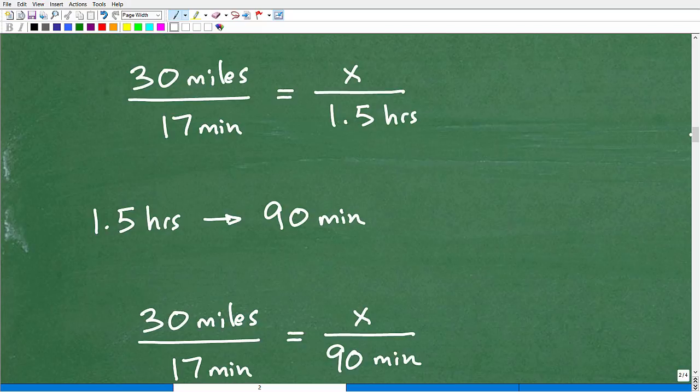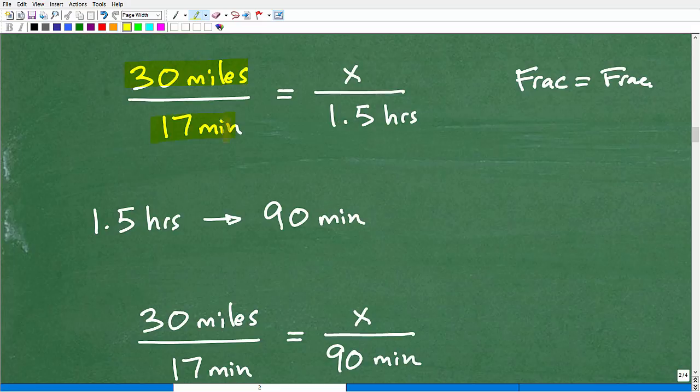So what do we know? Let's set up a proportion. What does that mean? We want to set up a fraction that's equal to another fraction. We know that the train is going 30 miles per every 17 minutes. So this is right here, miles and minutes.